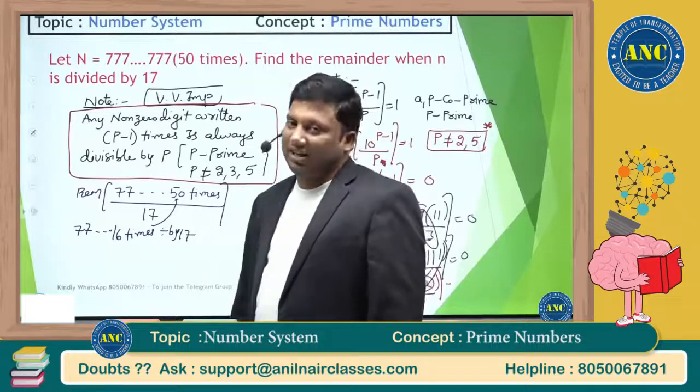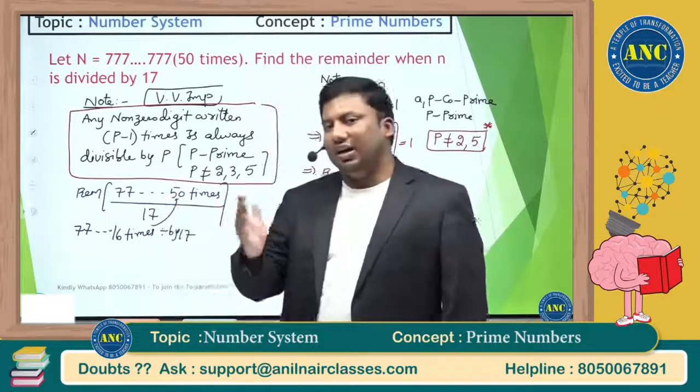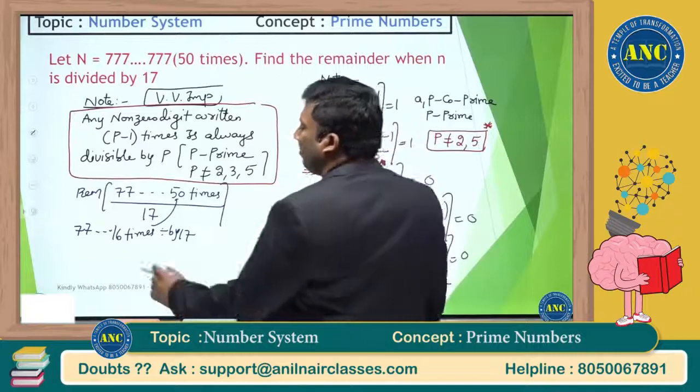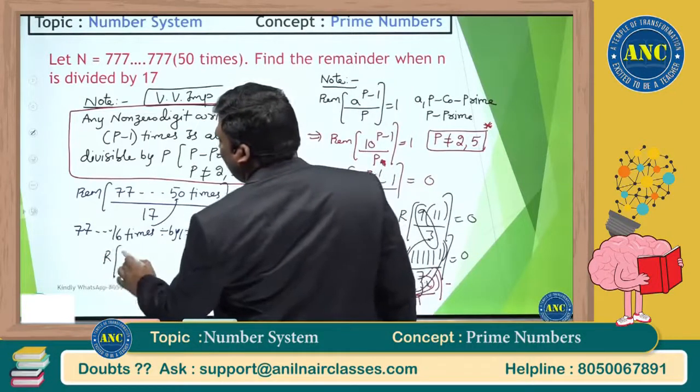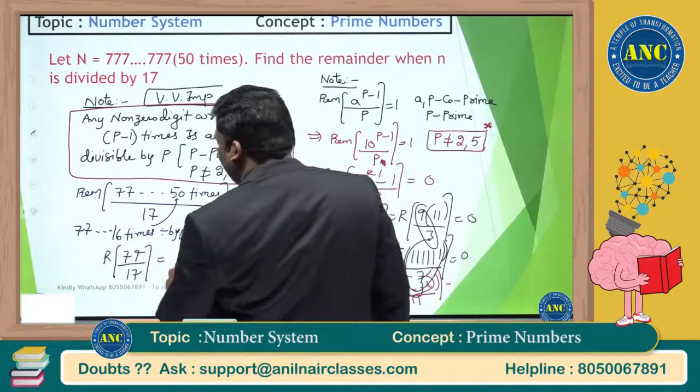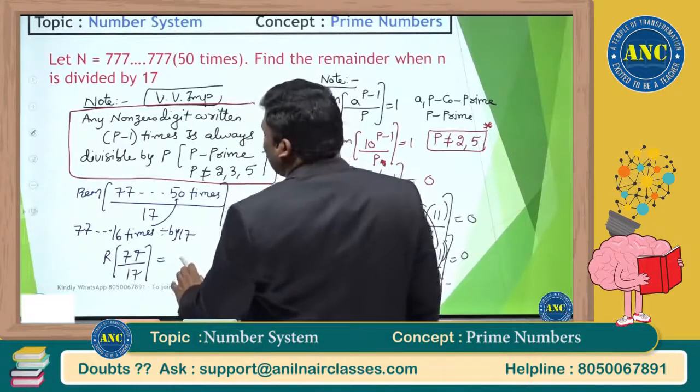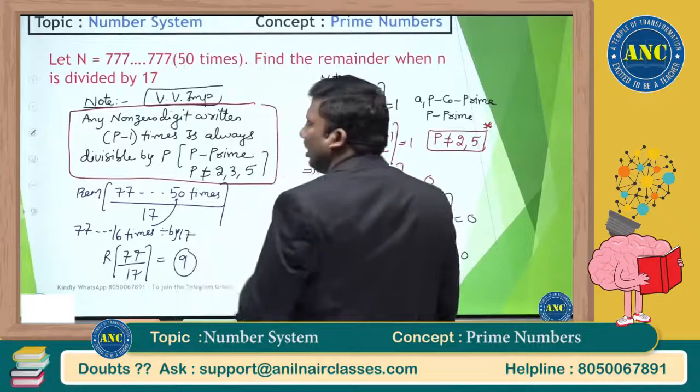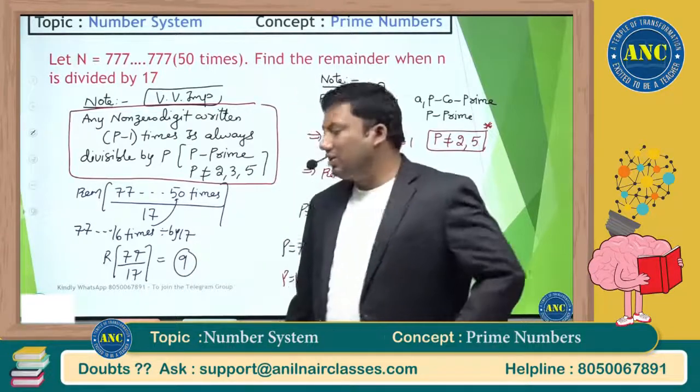16 3s are 48 times. If it is 48 times, the answer would have been perfectly divisible. How many are left? 2 more 7s are left. 77 divided by 17. 17 4s are 68. Remainder is 9. I hope the idea is clear.